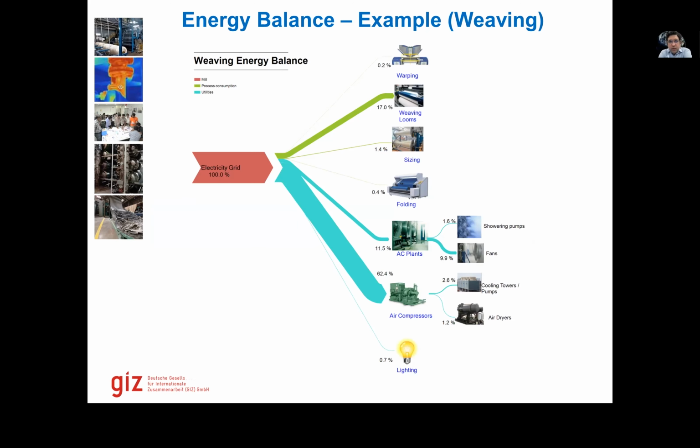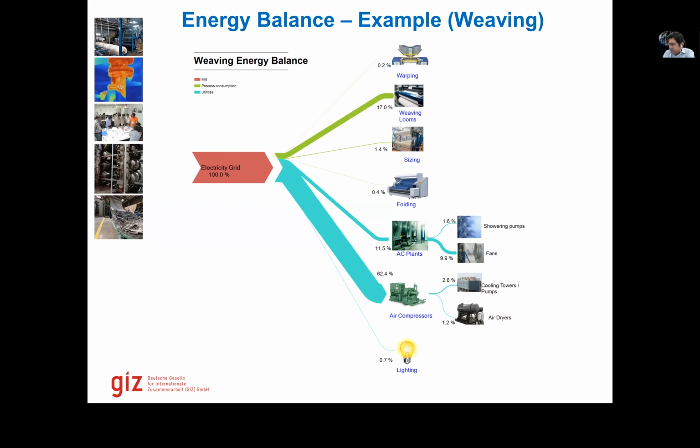A usual energy balance of a weaving mill is that the biggest energy is going into air compressors. In this factory, 62% of electrical energy was going into air compressors, 17% was going into the weaving process, 11% was going into air conditioning and ventilation system.